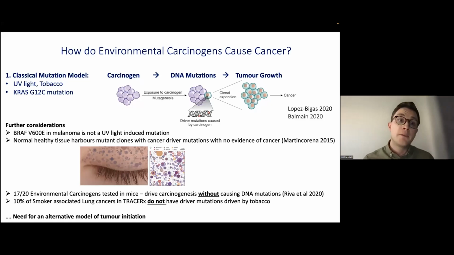For example, the BRAF V600E melanoma is not actually within the UV mutational signature. And a number of increasing studies are showing that normal healthy tissue harbors mutant clones that are supposedly oncogenic driver mutations, but there's no clear evidence of cancer. And more recently, exposure of mouse models to 17 out of 20 environmental carcinogens were able to promote tumorigenesis without increasing DNA mutations or specific signatures.